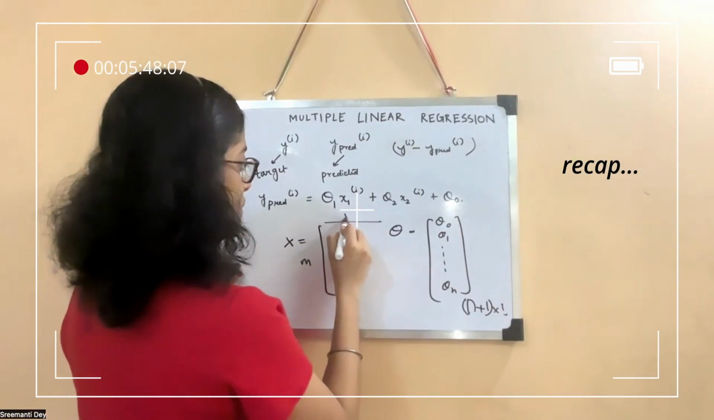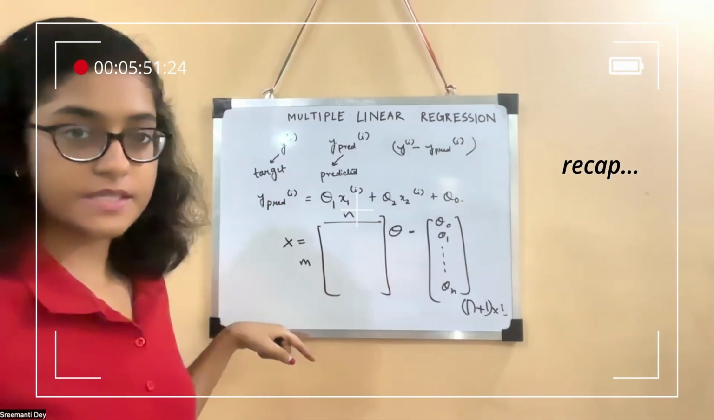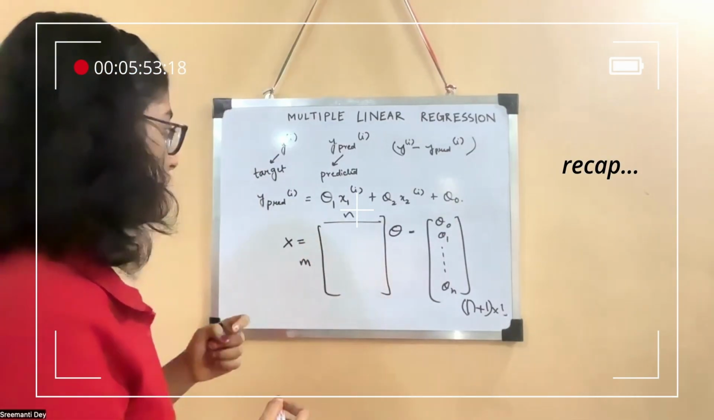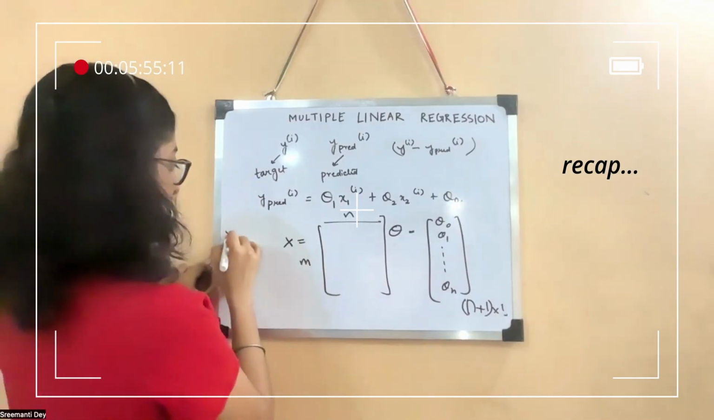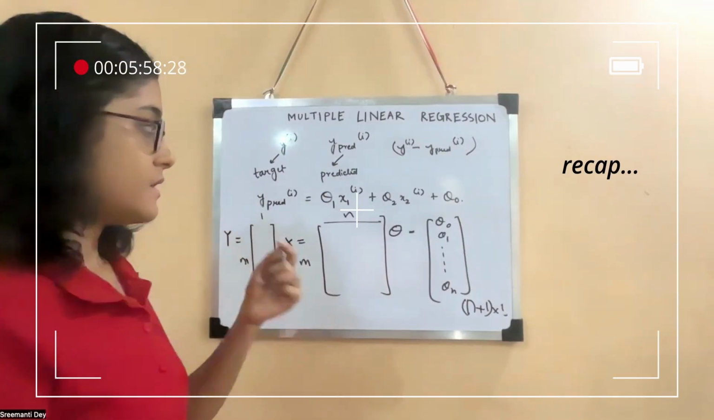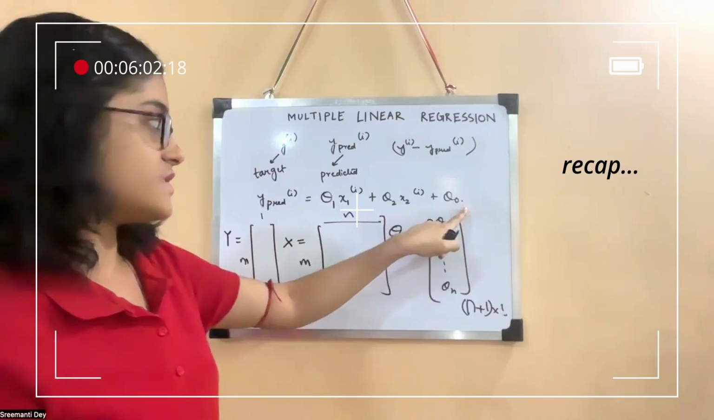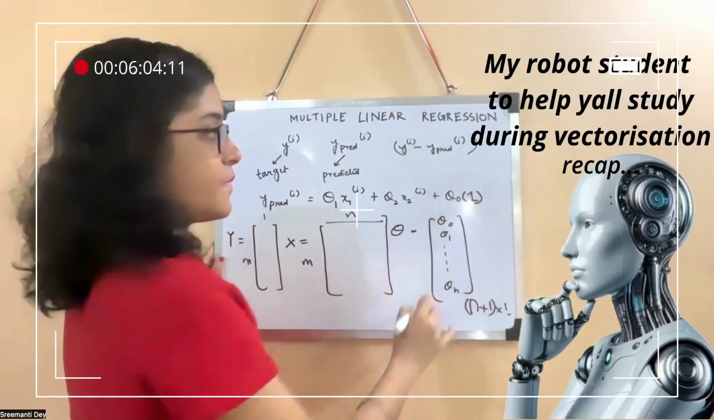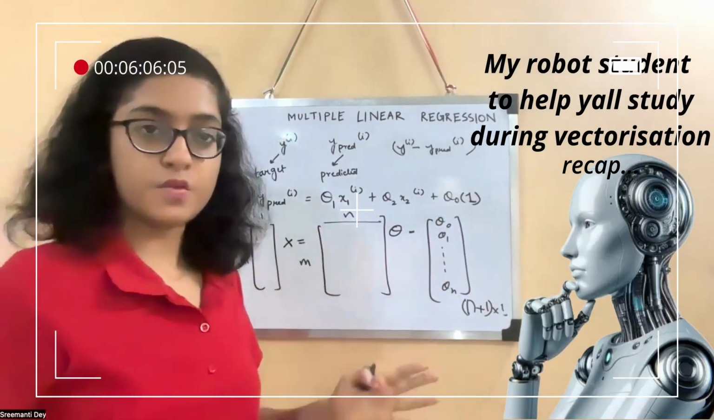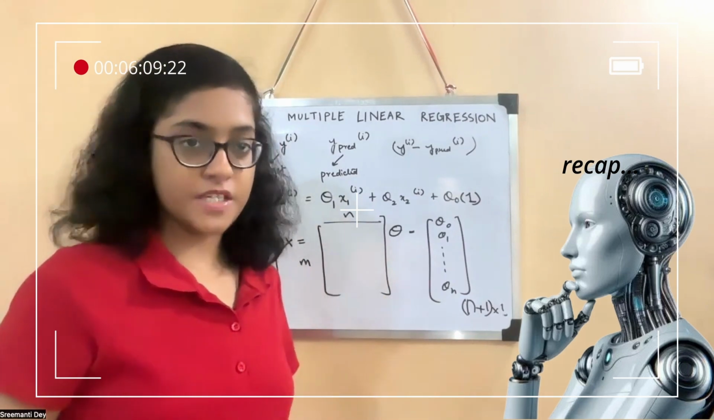I already said m cross n, right? M being the number of data points and n being the number of features. So now our y would be m cross 1. Now if you can see carefully, theta 0 has 1. This is very important. Try to understand this. This is the trick that you will use in most of the algorithms when you're trying to solve using the vector formula.